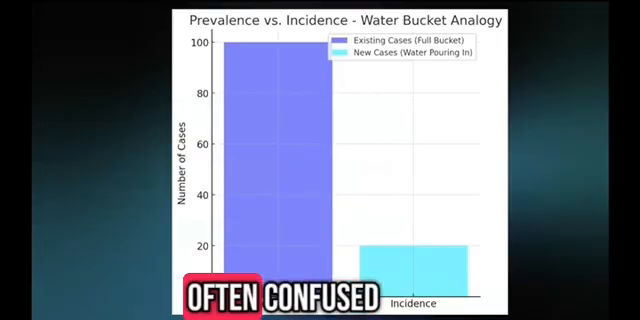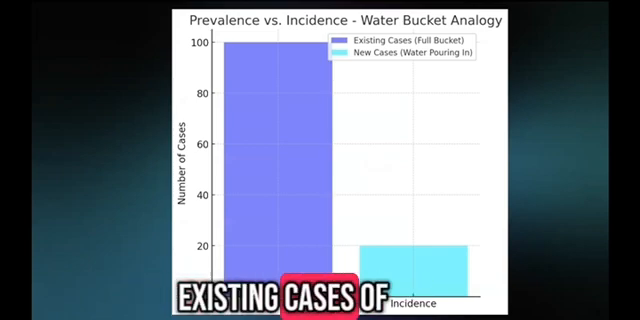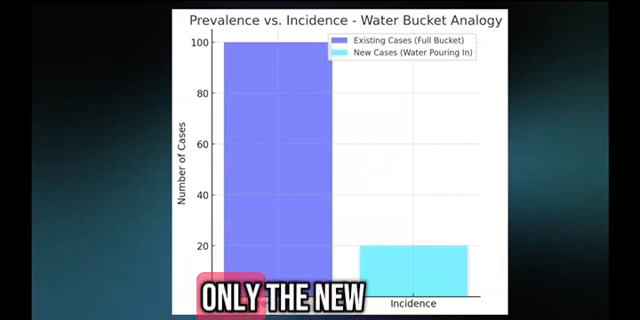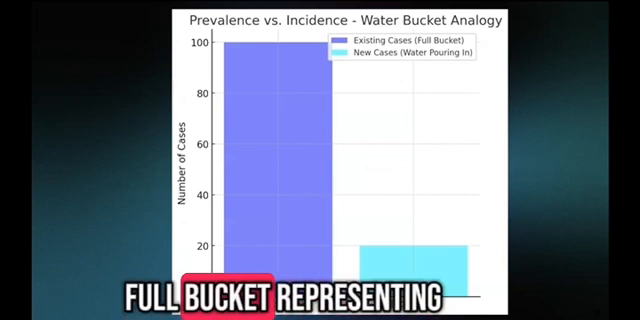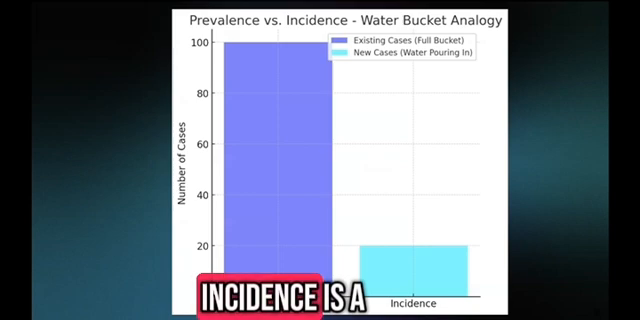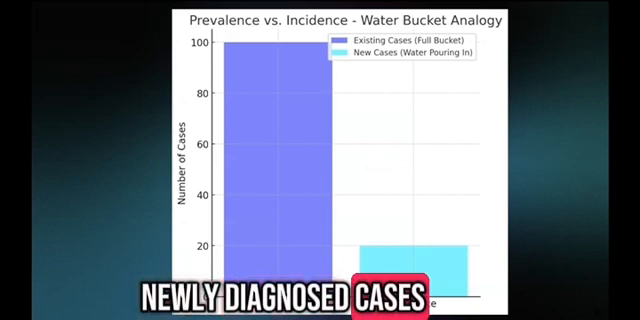Prevalence and incidence are often confused, but they measure different things. Prevalence counts all existing cases of a disease, while incidence measures only the new cases that appear over a period of time. Think of it like a bucket of water. Prevalence is the full bucket representing all cases. Incidence is the new water being poured in, representing newly diagnosed cases.